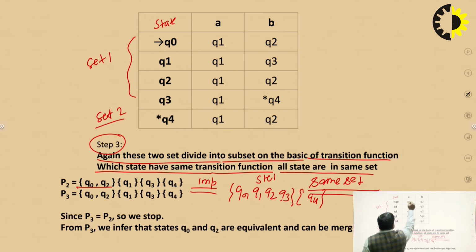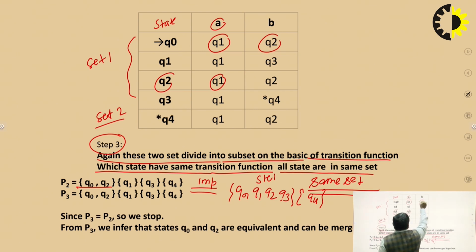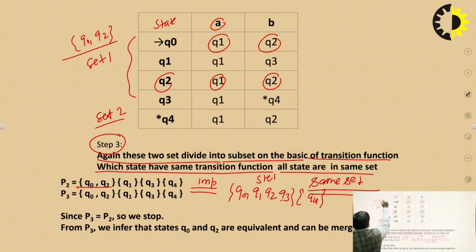Q0 on A moves to Q1 and Q2 on A moves to the same, Q1. And for B, Q0 moves to Q2 and Q2 also moves to Q2. It means Q0 and Q2 have the same transition function. Then they lie into the same set.